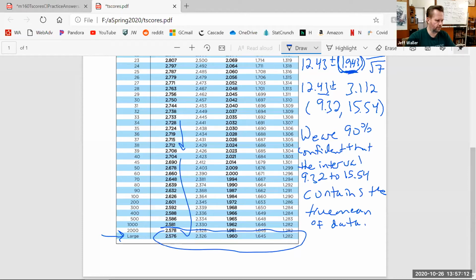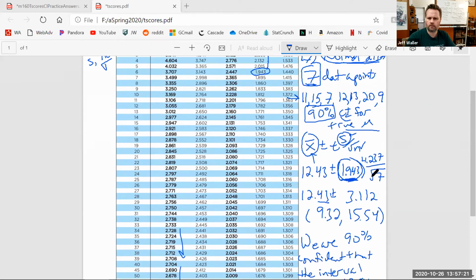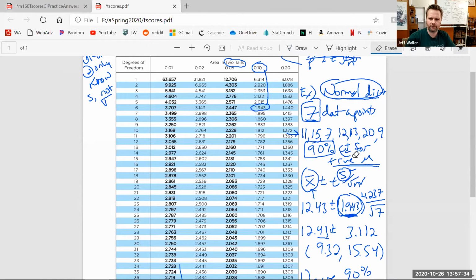Problem says confidence interval for the true mean, not 5 means. Oh yeah, I know. Don't try to read it, just listen to me when I say the word. Confidence interval for the true mu.